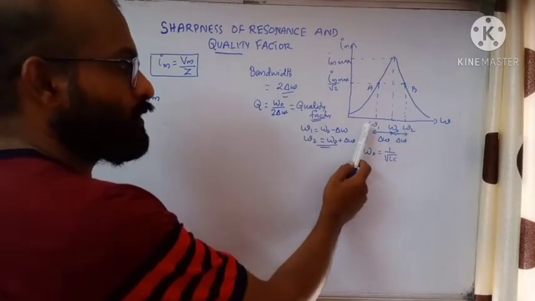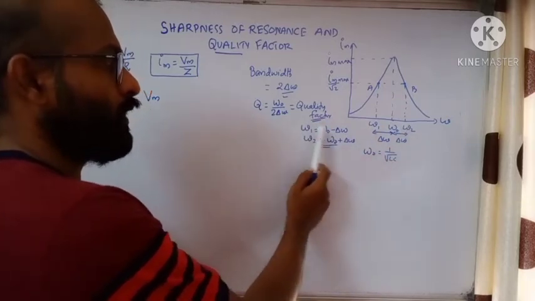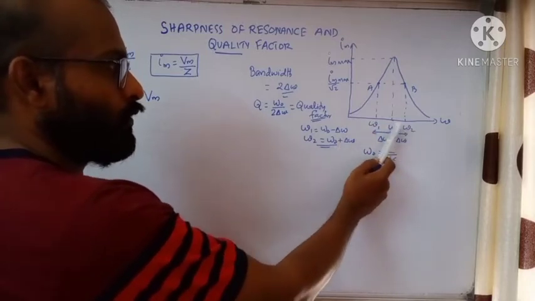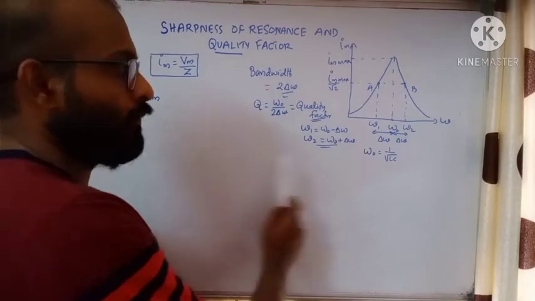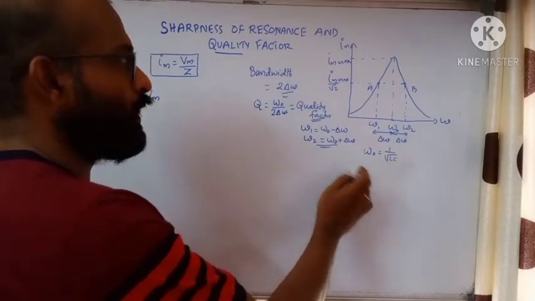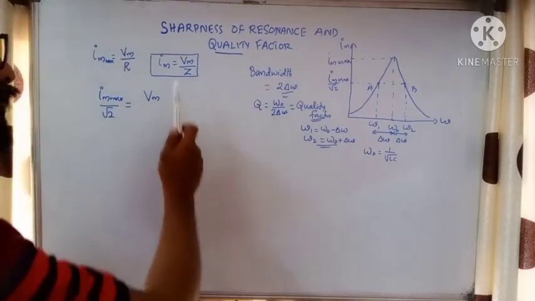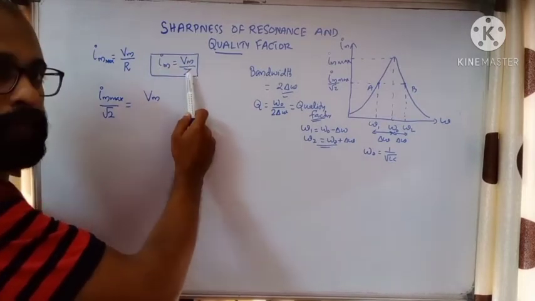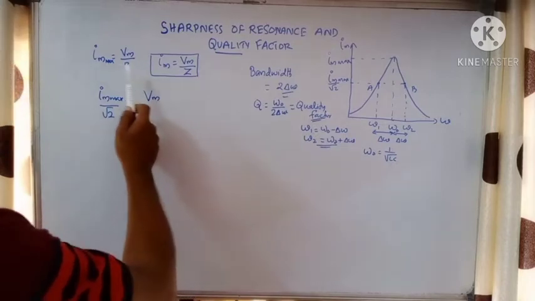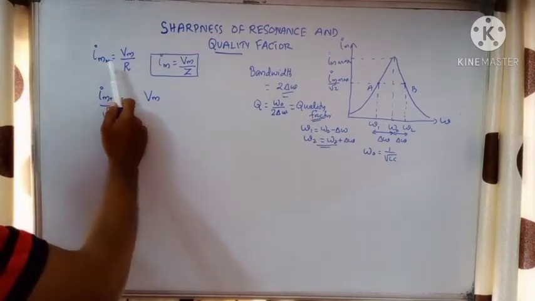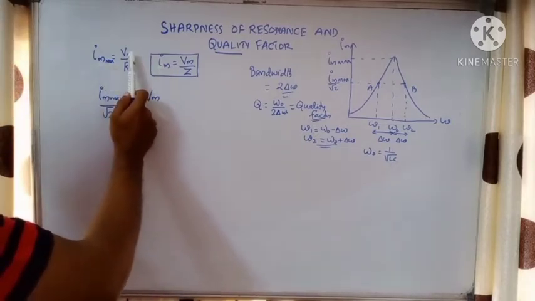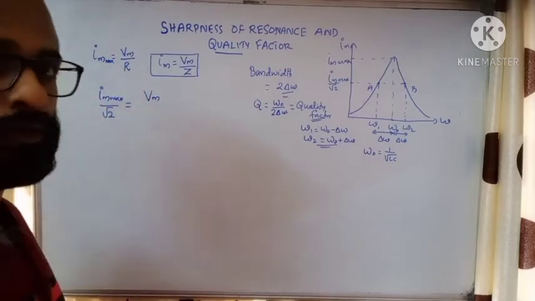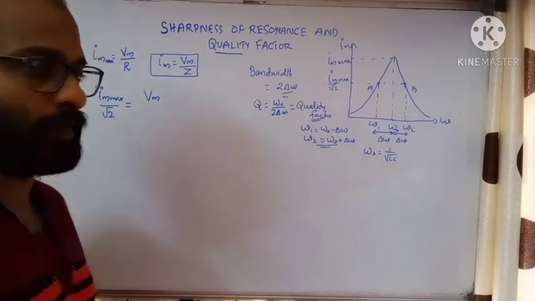In this equation, we can see omega 2 and omega 1. Omega 1 is equal to omega 0 minus delta omega, and omega 2 is equal to omega 0 plus delta omega. What is the value of omega 0? It is equal to 1 by root LC. Now we have the equation: amplitude of current is equal to amplitude of voltage by the impedance. At resonance, Im will be maximum, equal to Vm divided by R. Z becomes R at resonance. At resonance there is no effect of inductor as well as capacitor.